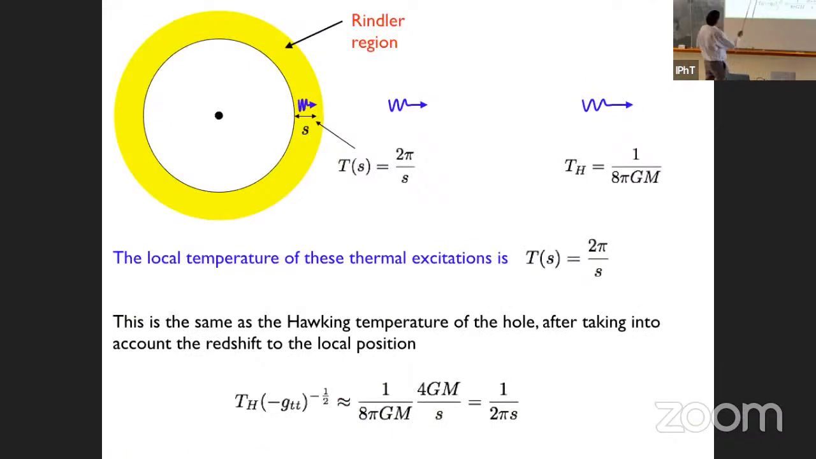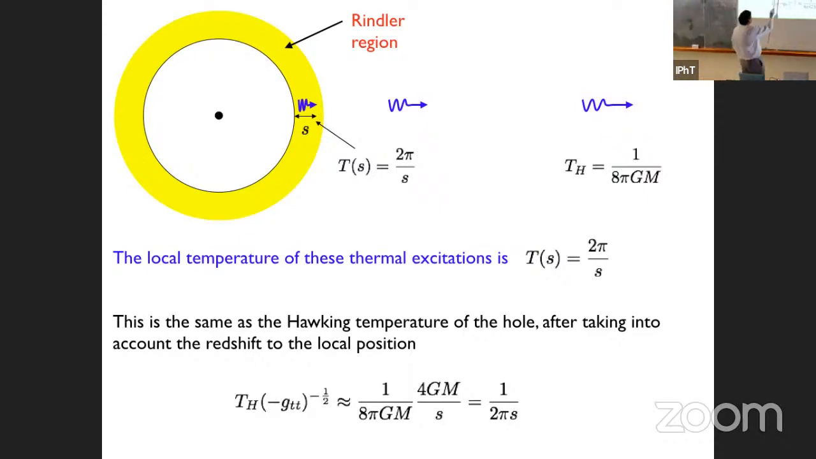So then you can actually see that the Rindler vacuum has a certain temperature here. And as you come closer to the horizon, the temperature gets higher and higher. That's just a property of Rindler space. And let's just write down what the temperature is. The Rindler temperature is 2π over S, where S is the proper distance from the horizon.